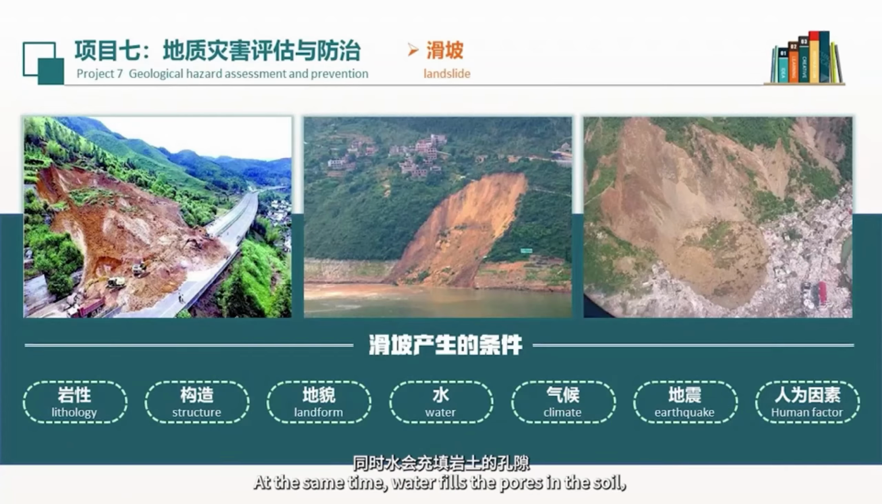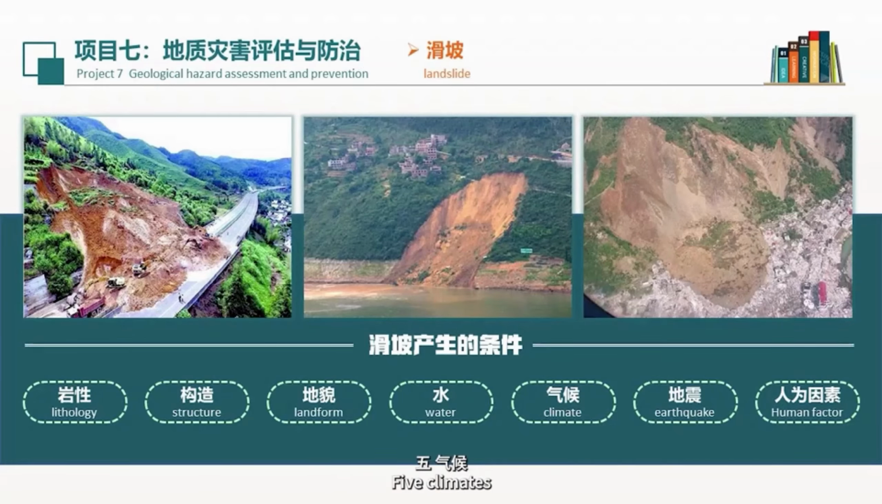At the same time, water fills the pores in the soil, increasing the volume weight, thus increasing the sliding force of rock and soil. According to the statistics, more than 90% of landslides are linked to rainfall. Therefore, there is a folk saying that heavy rain induces large-scale landslides, and no rain induces no large-scale landslides.